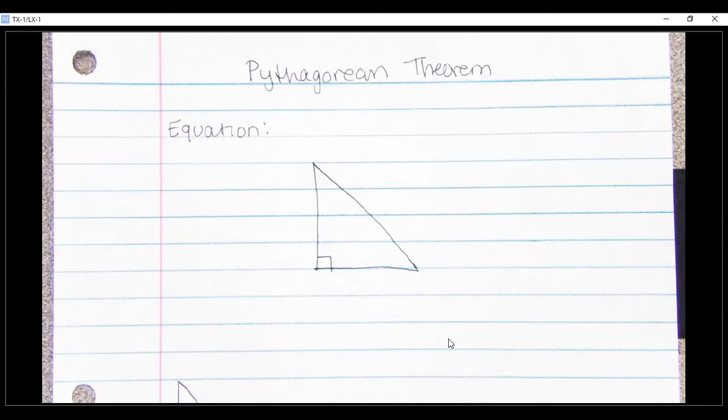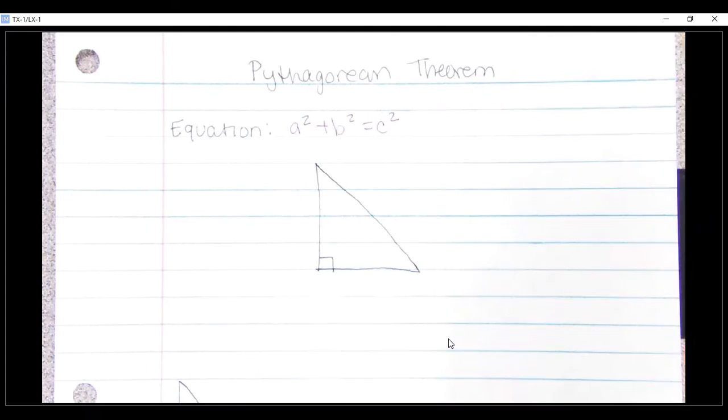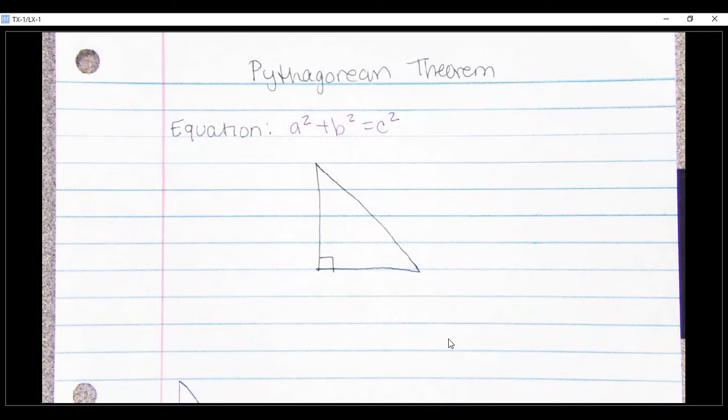Everyone. Today we're going to be talking about the Pythagorean theorem. Now, the Pythagorean theorem is used to find any side length of any right triangle. So as long as it's a right triangle, you can use this equation. And that equation is a squared plus b squared equals c squared. Get that in your brain because you're going to need it a lot for this unit.